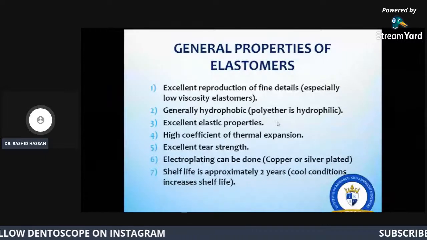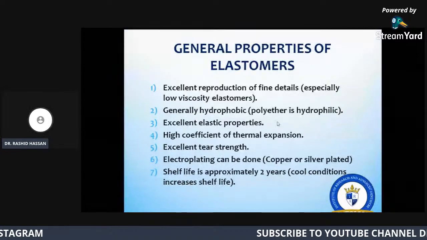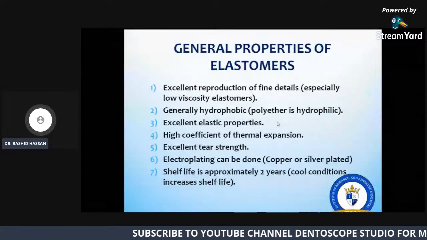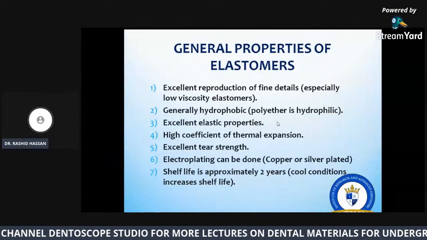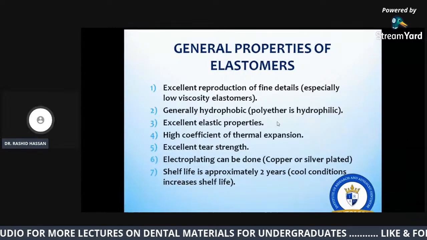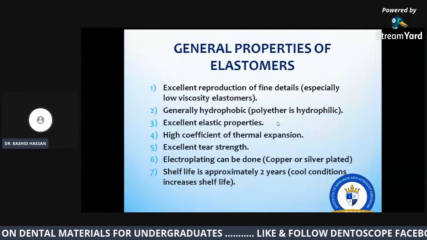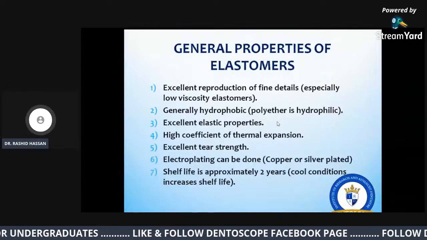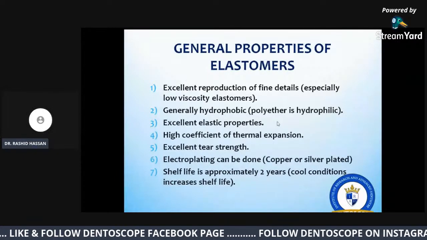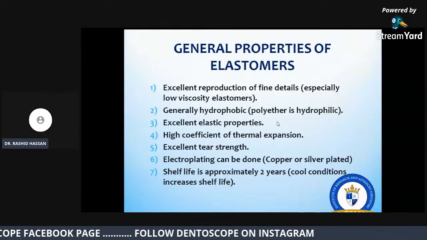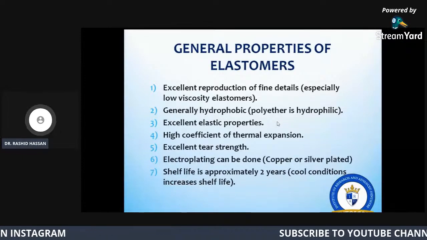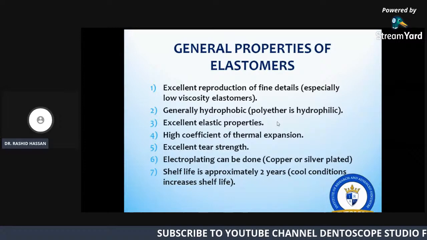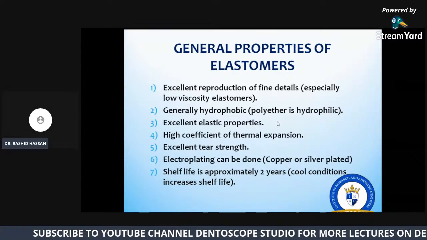That whenever you record an impression from an elastomer and then you remove it from the oral cavity, it will always record the undercut area. It will break into the undercut area, the area between the two adjacent teeth. It is going to record that area as well. So it's not going to tear away either in the form of a bulk material or in the undercut areas. It's going to record the fine details.